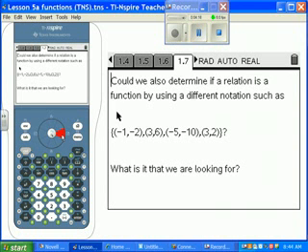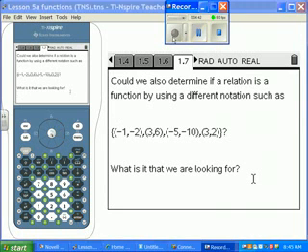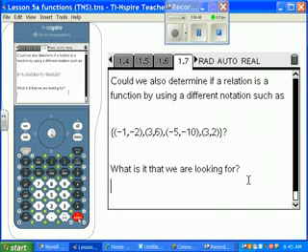Could we also determine if a relation is a function by using a different notation, such as this? What are these? They're coordinates. So this is another way to look at it. We just looked at it as two sets, domain and range. Now we're looking at coordinates. So what is it that we are looking for? See if the x value repeats. So down here I want you to write, see if the x value repeats. Very good, Dan. All right, so we decided that what we were looking for is the x value cannot repeat, right? Any issues with that?